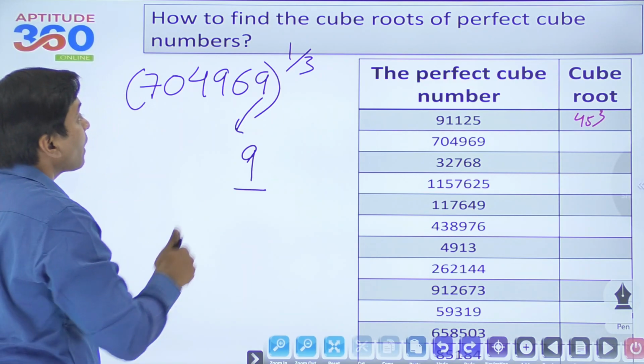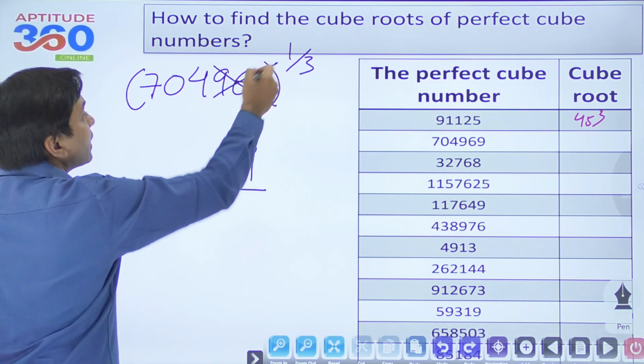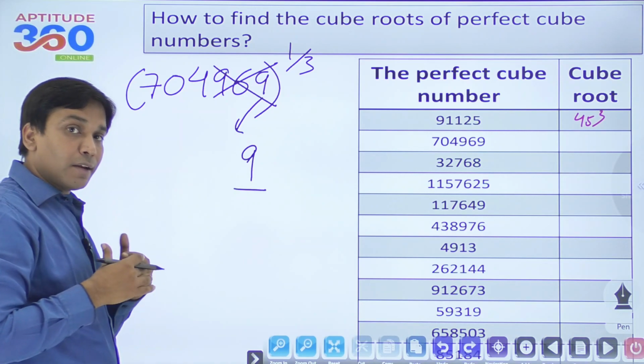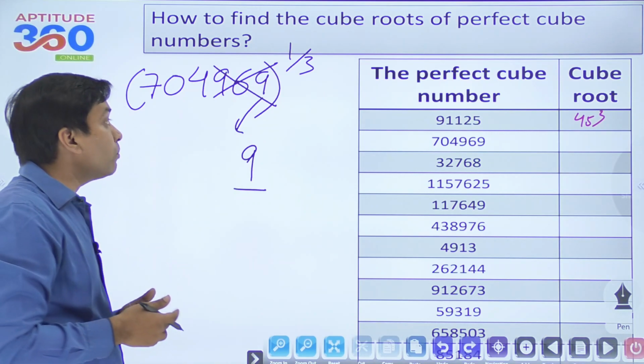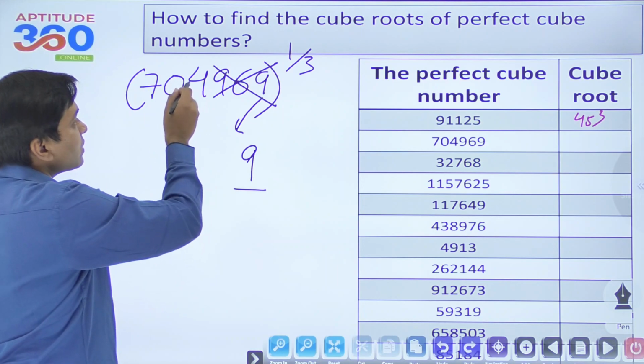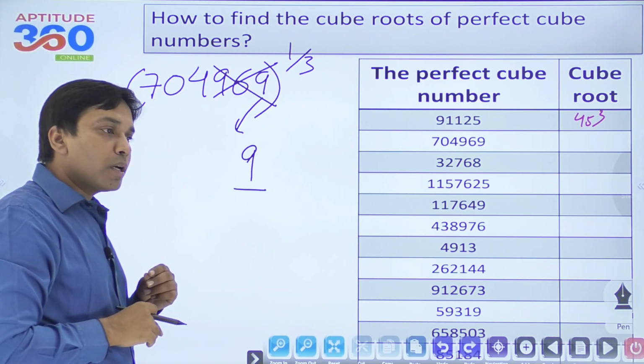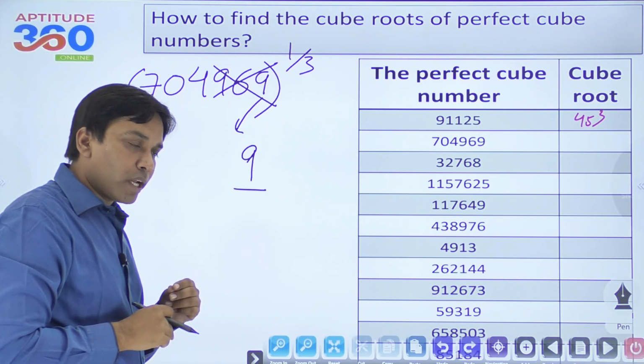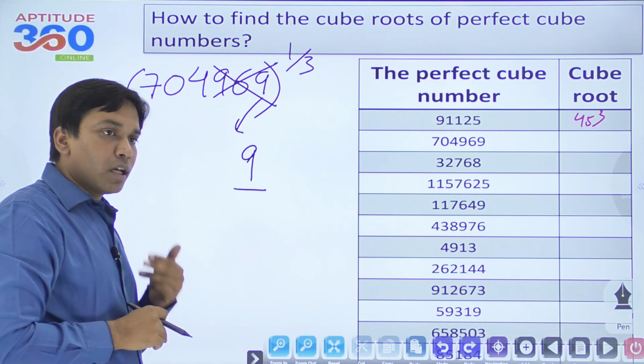That is it. And then what I do is discard the last 3 digits, because I am finding a perfect cube number. What am I left with? I'm left with 709. Now what number is a perfect cube and just less than this number?